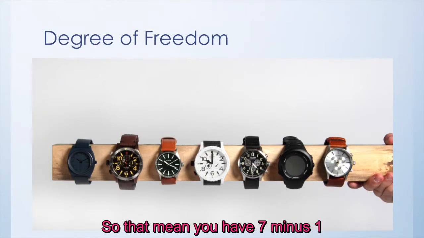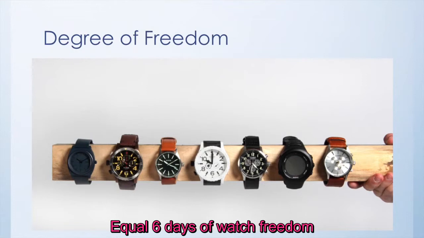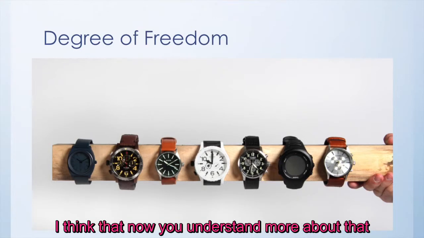So this means you had 7 minus 1 equals 6 days of watch freedom. This means the watch you wore could vary. I think that now you understand more about that.